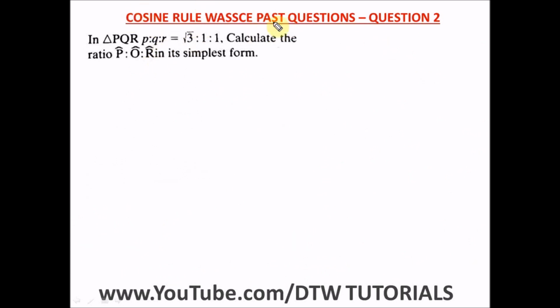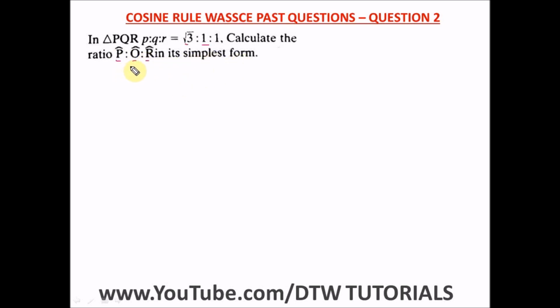Our second question under the cosine rule is also a WAEC past question. It says in triangle PQR, the sides are root 3, 1, 1. Calculate the angles. These little letters state that these are the sides, so we have to calculate the angles. These are the capital letters. We have to calculate the angles in their simplest form.